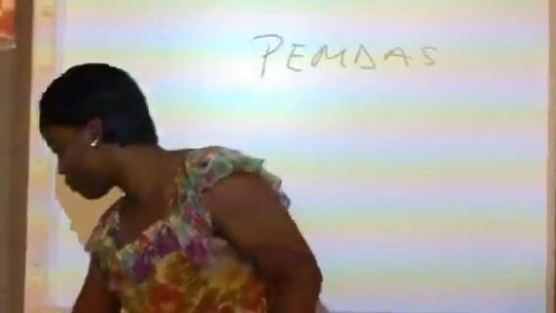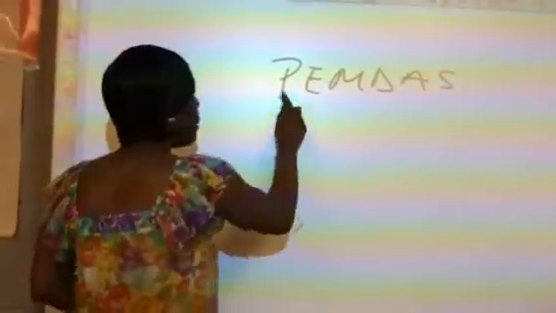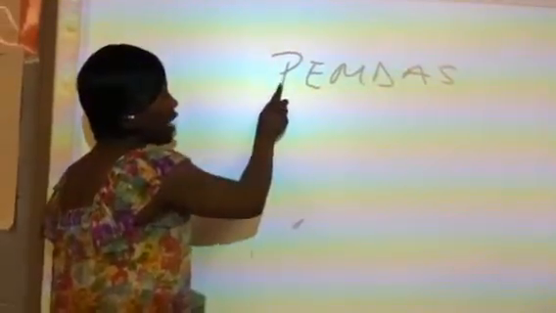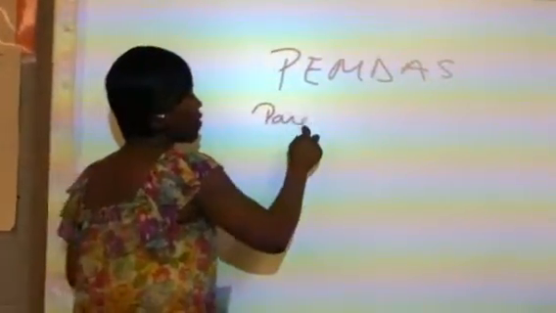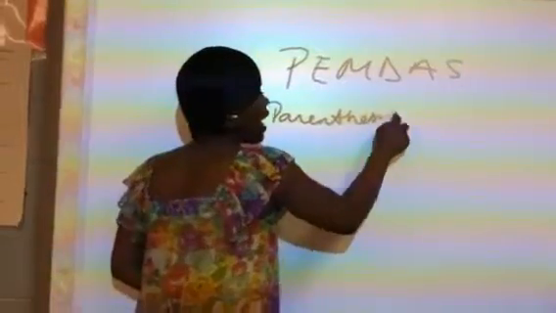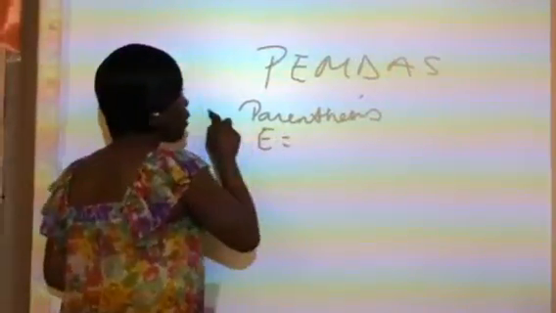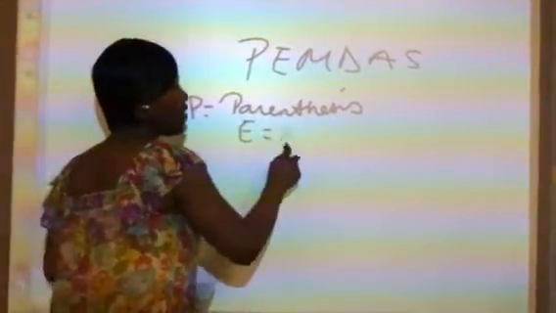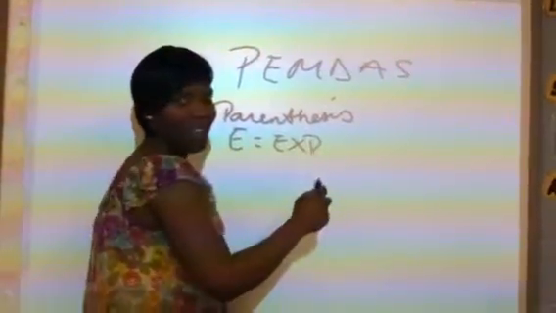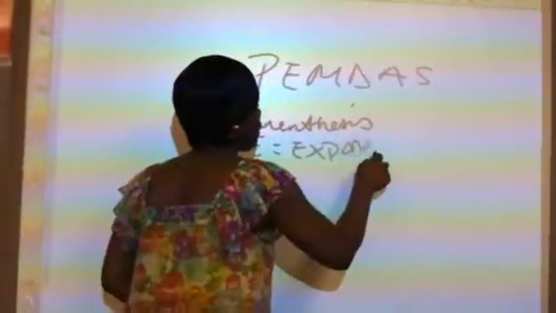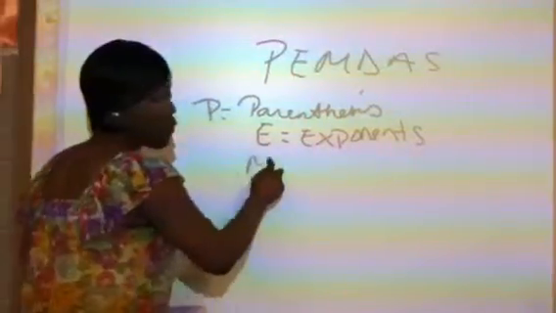Let's take a look. Please excuse my dear Aunt Sally. They said that P stands for parentheses. And then we know E stands for exponents. So let's put P equals here. And then this is exponents. I hope you all are taking good notes. And then let's move on to M.